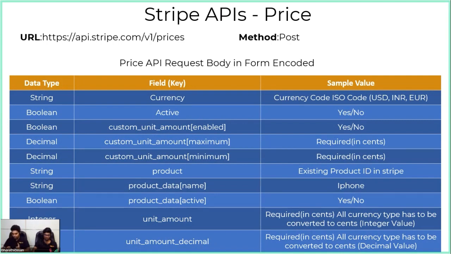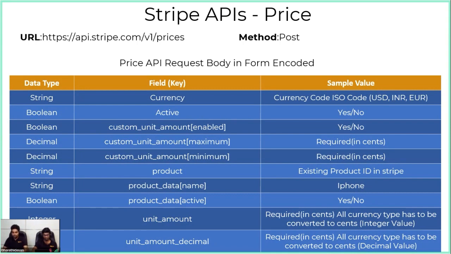And one more important thing, all the unit amounts will be converted to cents. For example, if I am defining a product price as 1 USD, it has to be converted to 100 cents. So 1 USD is equal to 100 cents. In our microflow functionality, we have handled that. We are doing that conversion from the respective currency to cents. So for all the APIs that we are interacting with Stripe, this conversion will take place.